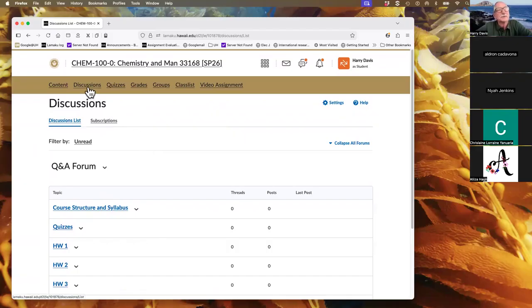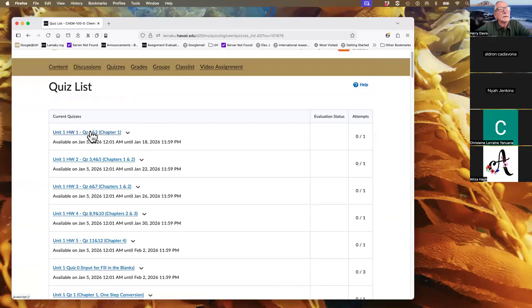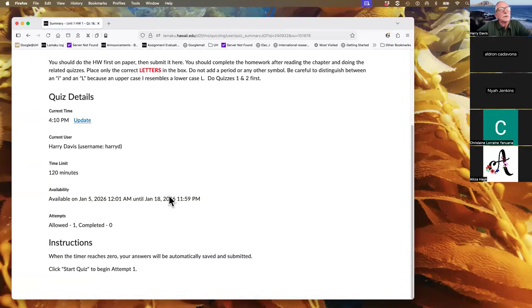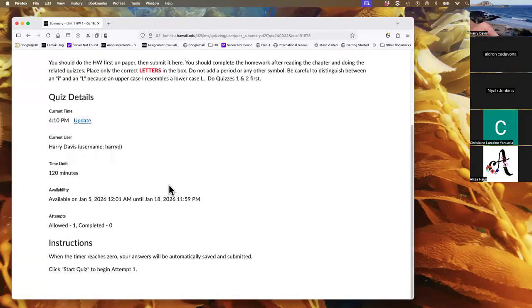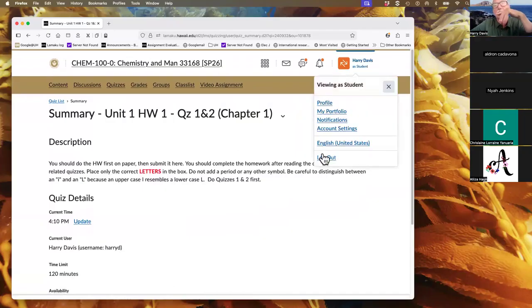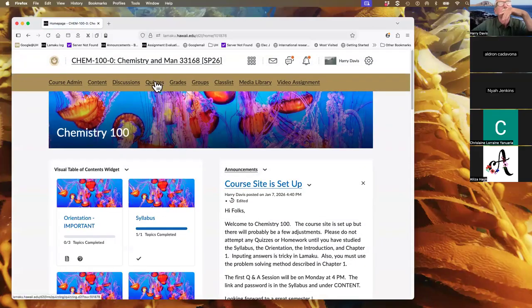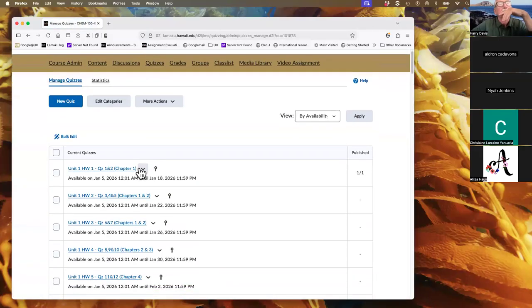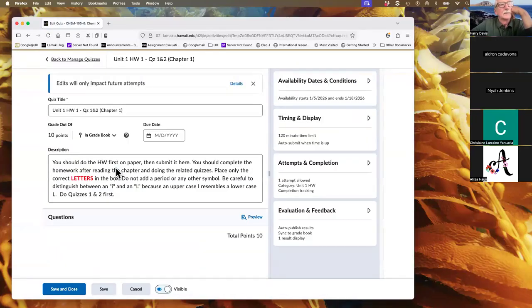So that's discussions. And the quizzes is where you turn in everything. So for example, here's homework 1. Because I'm in student mode, I won't be able to start it, but I can go to regular mode. So here's the homework. Probably the best thing would be to give a preview of this homework.